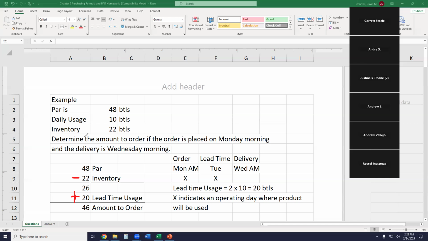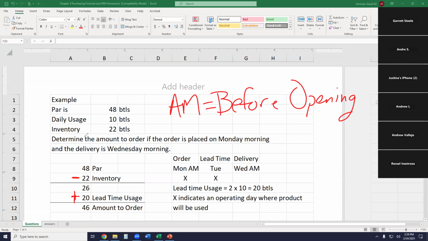So everyone look up for a moment. For the purposes of our homework, AM equals before opening. Okay, so before opening. And PM is equal to after closing. Okay. PM is after closing, which means I either place my order or receive my product before opening or after closing.